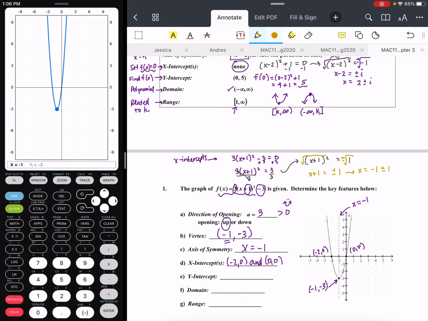Negative 1 plus 1 gives me 0. Negative 1 minus 1 gives me negative 2. And those are my two x values for my x-intercepts.